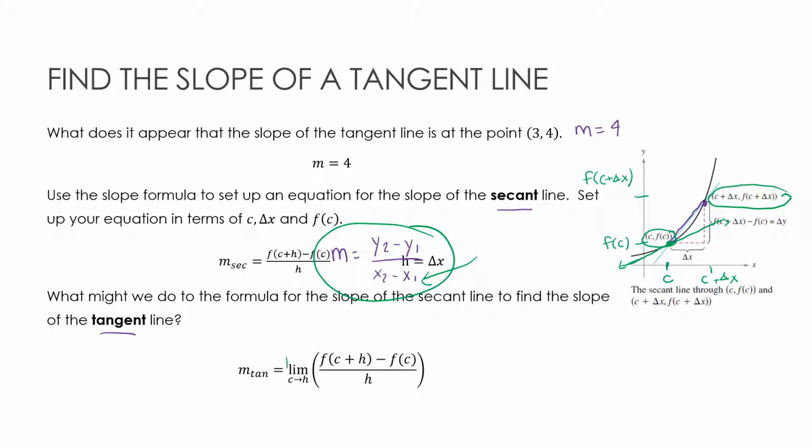So if I were to plug that in, I would say y2 is f of c plus delta x, minus f of c, over, my denominator would be c plus delta x minus c. And obviously, for that numerator, there's nothing we can do about it quite yet.